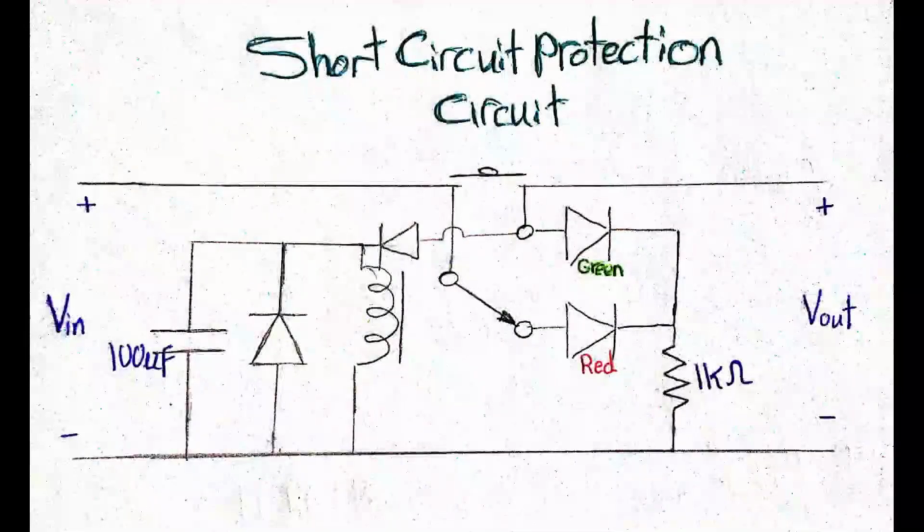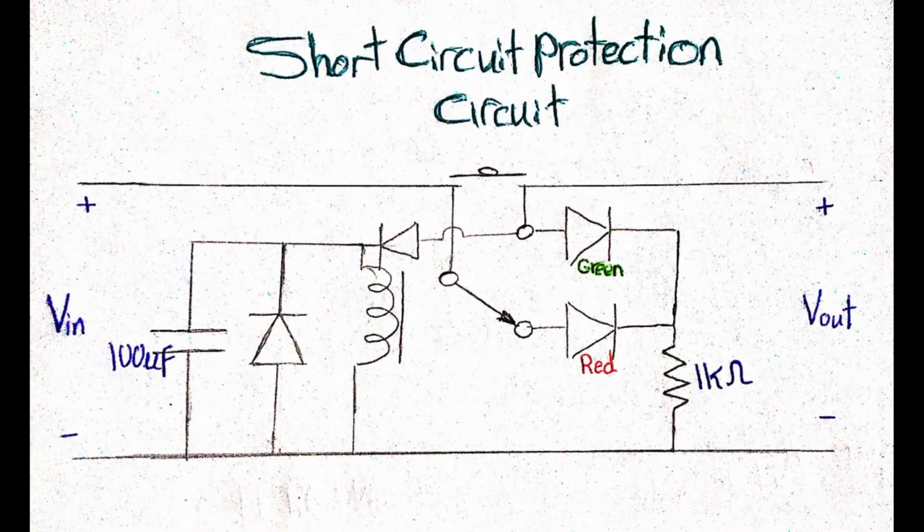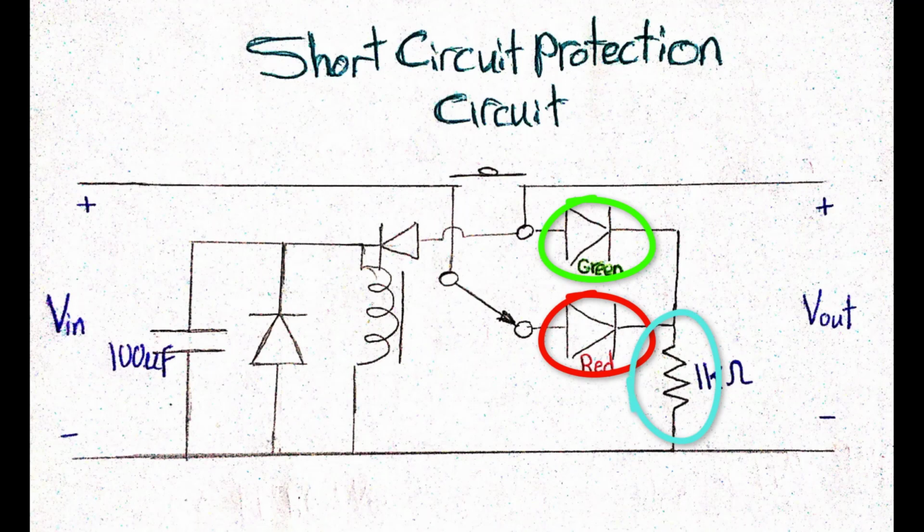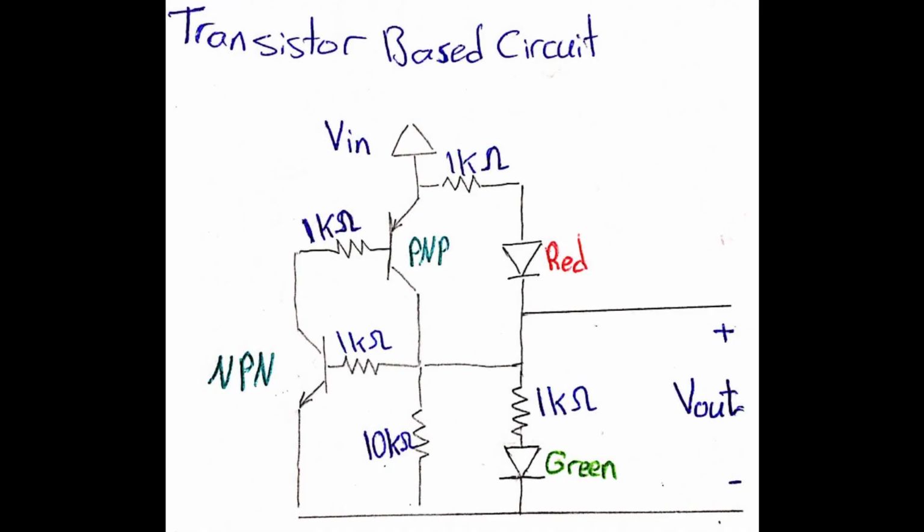The last thing I want to mention about the relay-based short circuit protection circuitry is that both the red LED and the green LED share the same current limiting resistor, which I think is a nice idea, since anyway they don't work together at the same time. Now let's move on to this transistor-based short circuit protection circuitry and see how it works.